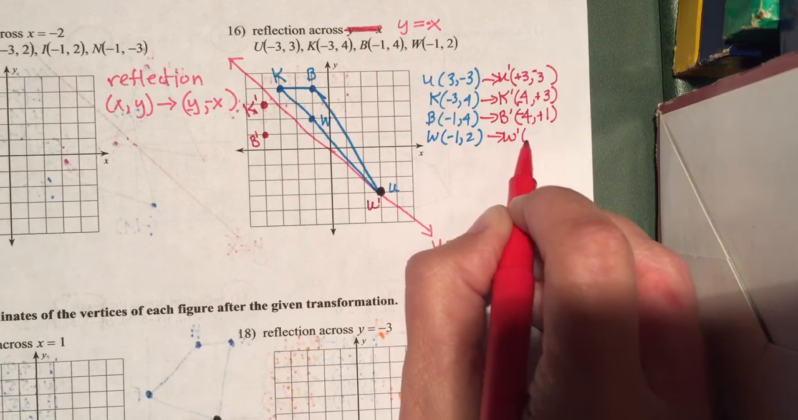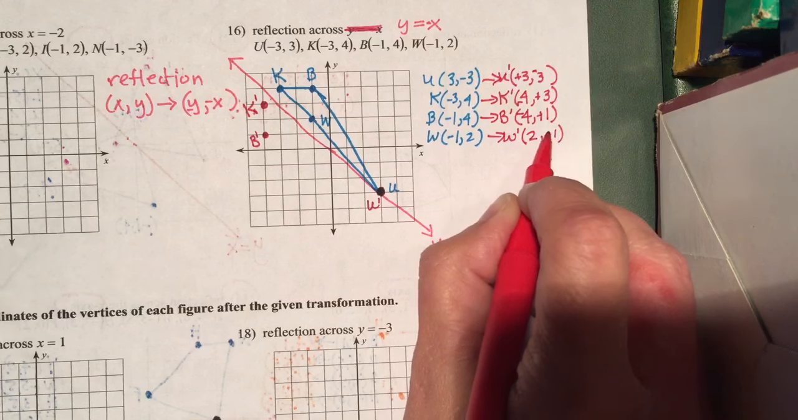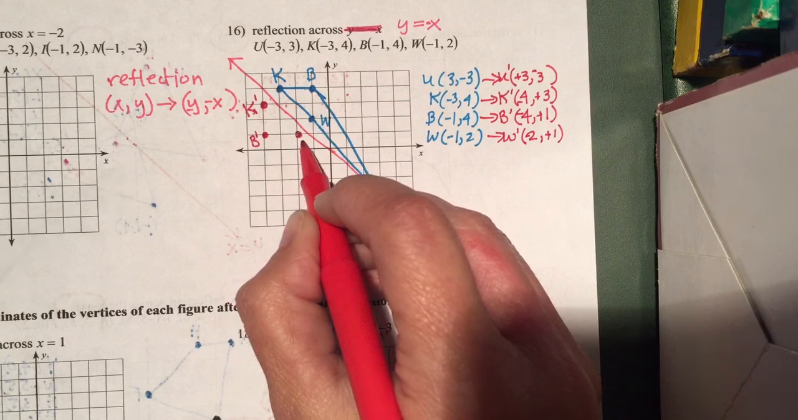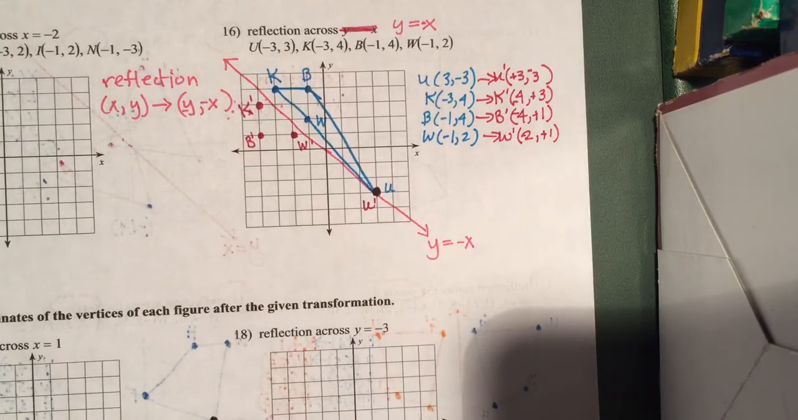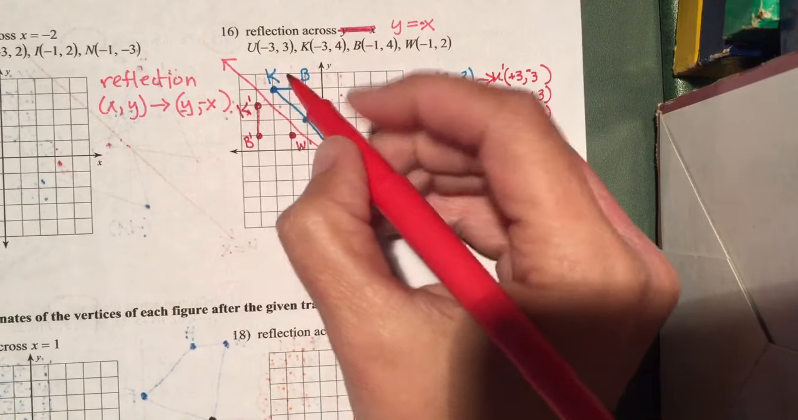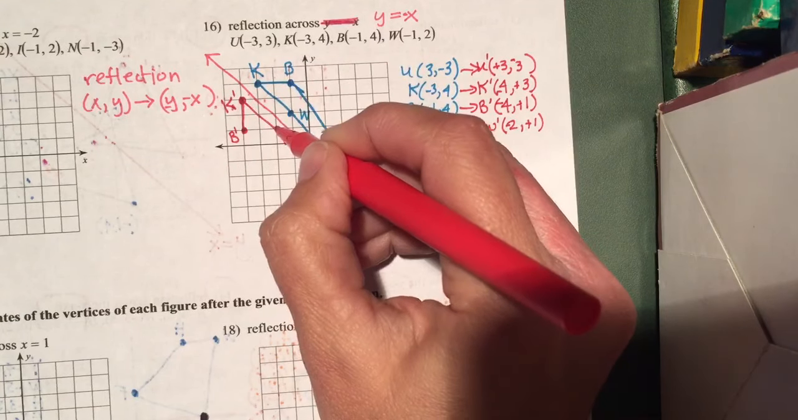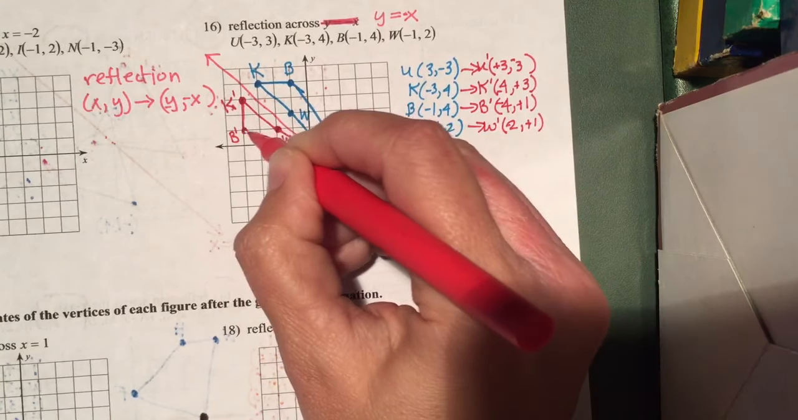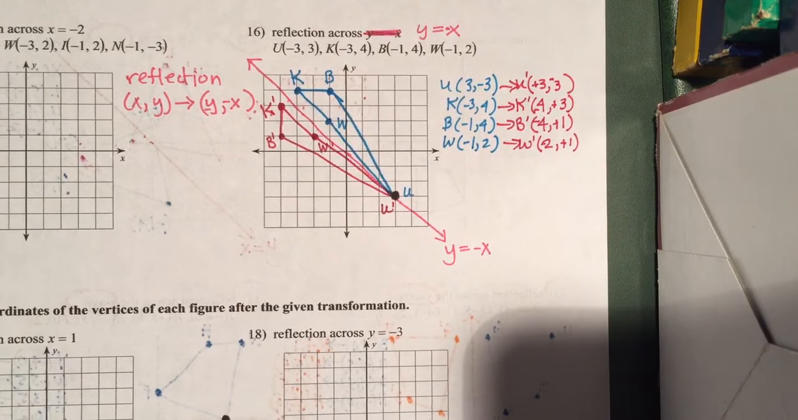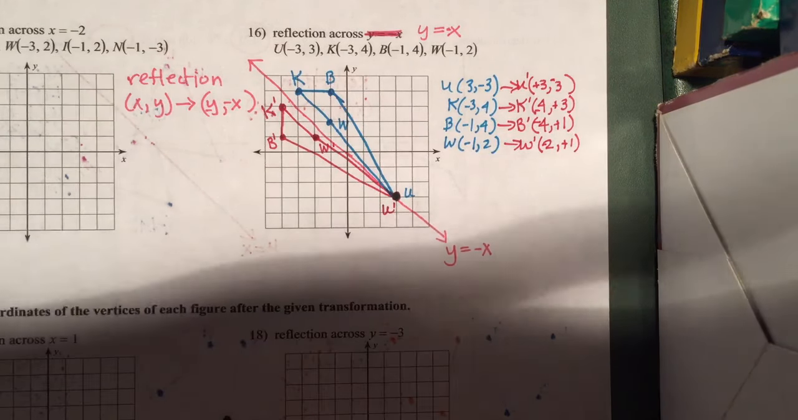And then I've got the image of w, which is 2, -1. But I'm going to flip the signs. So it becomes -2, 1. And that's the image of w. And if you look at these, they are symmetrical. If I were to connect these here, I'd connect these two, then I'd connect down here to u, and then this connects to u. So you can see there that that's a perfect reflection across the line y equals -x. So that's the rule for y equals -x when you're using a reflection.